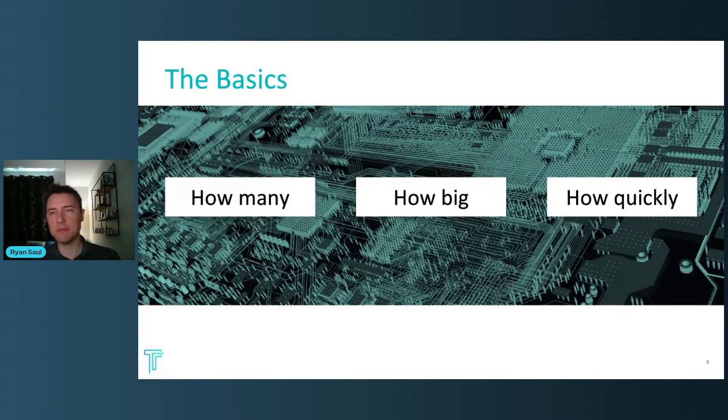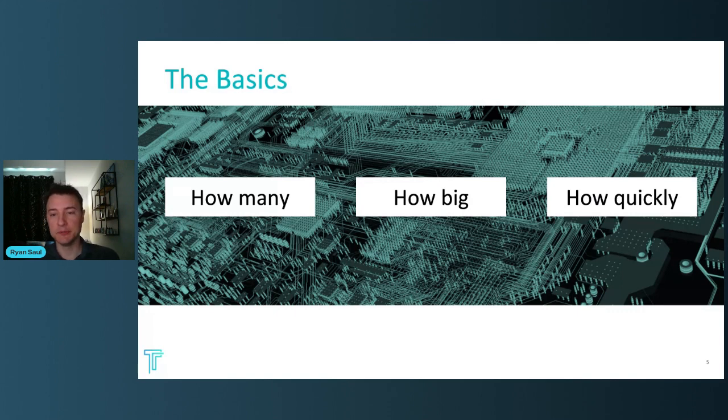Okay, so what does that mean by the basics? Obviously, it should go without saying that the number of boards you are getting manufactured is going to impact the cost, along with how big those boards are. It comes together to form a fundamental question of how much fabrication material is required.